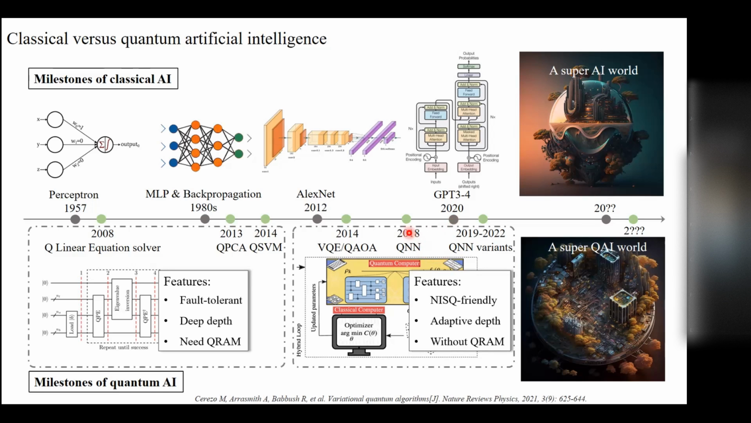A key issue is which one is the correct path towards a super quantum AI world. We don't know the answer. This is why we want to use some theoretical results to understand the power of fault-tolerant-based quantum algorithms or variational-based quantum algorithms.